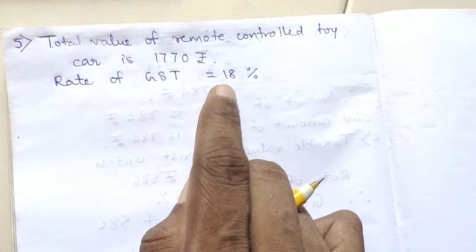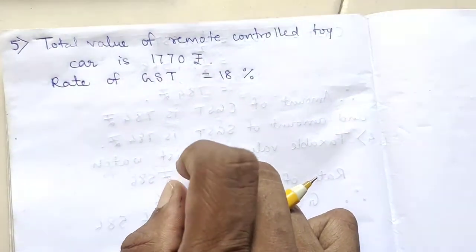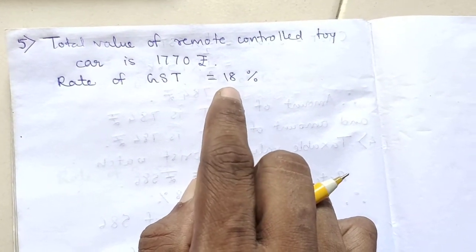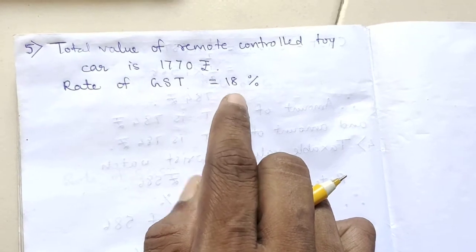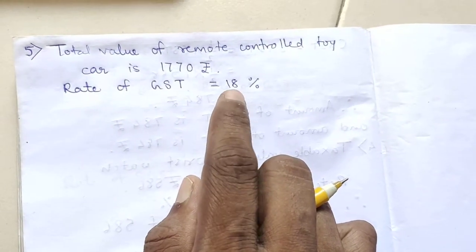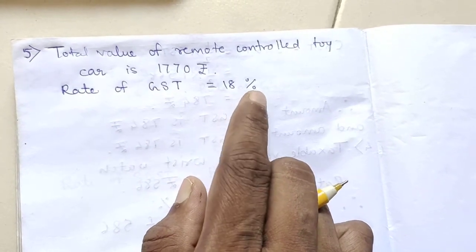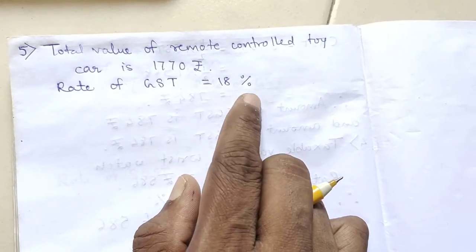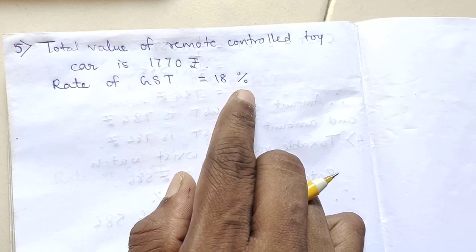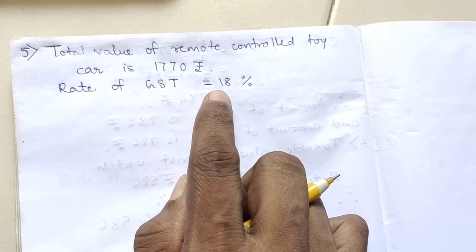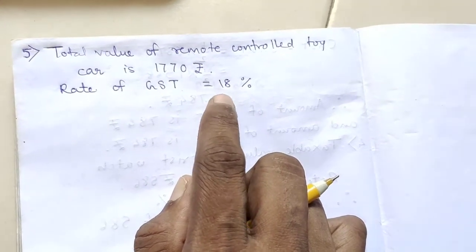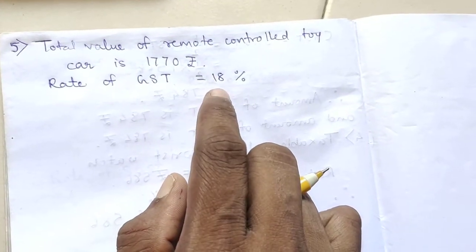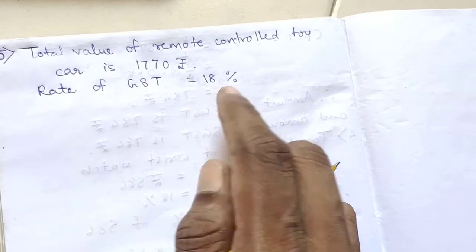Suppose your taxable value is 100 rupees, then how much amount are you going to pay? 100 plus 18, because 18% is the GST rate, and this GST is applicable on 100 rupees. Means if you are purchasing anything of 100 rupees, you have to add 18 extra, because 18 rupees you will give as GST. So that is what we are going to do.